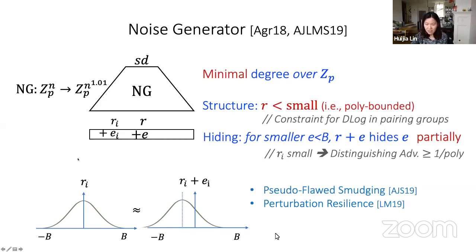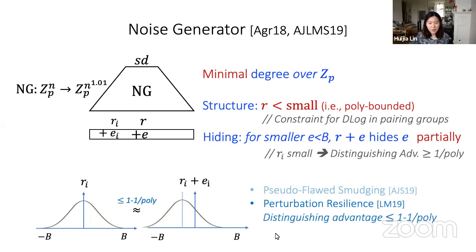This is a very good question, and in the literature, we have had two different formalizations. One is called pseudo-flood smudging, the other is called perturbation resilience. Let me give you the definition for perturbation resilience. What this requires is that these two distributions do not need to be negligibly close, but rather we just want the distinguishing advantage to be bounded away from 1. So as you can see, we actually allow quite a relaxed margin: we know that the distinguishing advantage is at least some inverse polynomial, but we only require it to be smaller than 1 minus some inverse polynomial. Okay, so this is what we want.